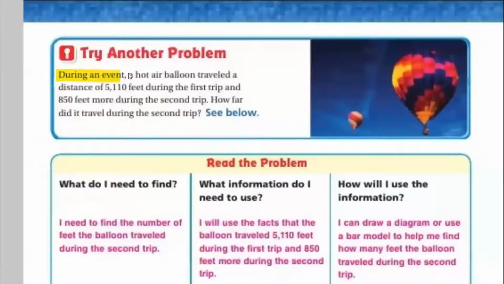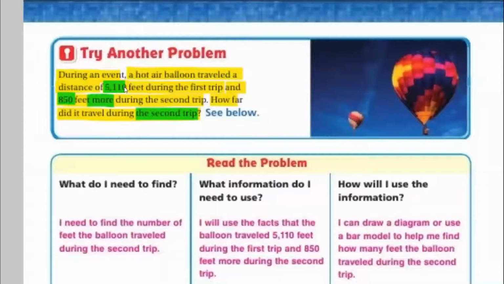During an event, a hot air balloon traveled a distance of 5,110 feet during the first trip and 850 feet more during the second trip. How far did it travel during the second trip? Okay, let's see this word here, more. If you see this word in our problem, you have to add, because here he asked me about the second trip, right? The second trip is 850 feet more than the first trip.